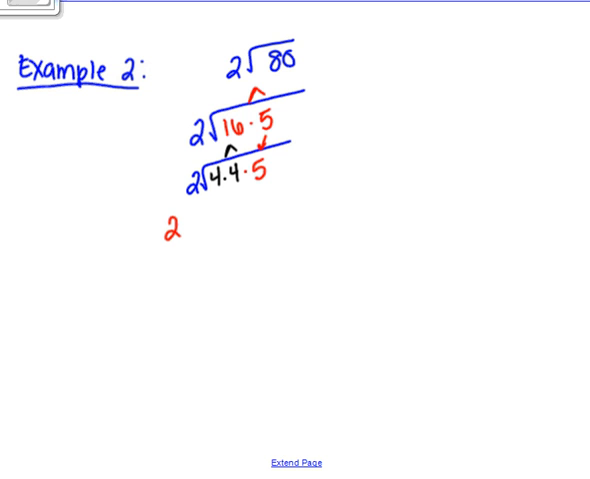So I already had this 2 on the outside. That's going to stay there. 4 is a couple, so it's going to leave the singles club with the 2 that was already out there. The 5 is still single, so it has to stay. So my answer to 2 square root of 80 is 8 square root of 5.